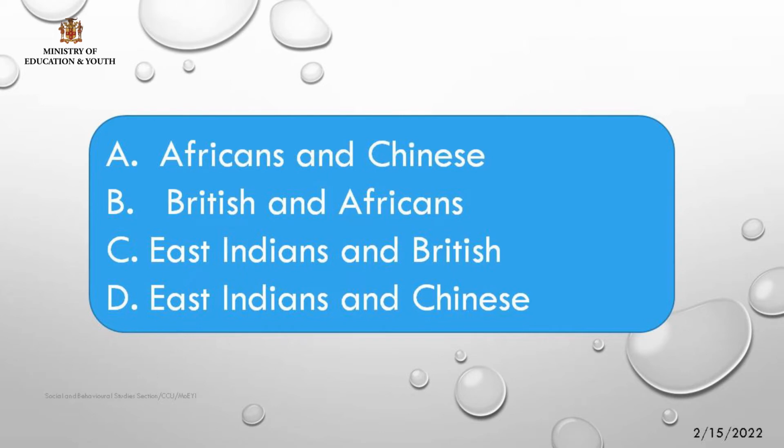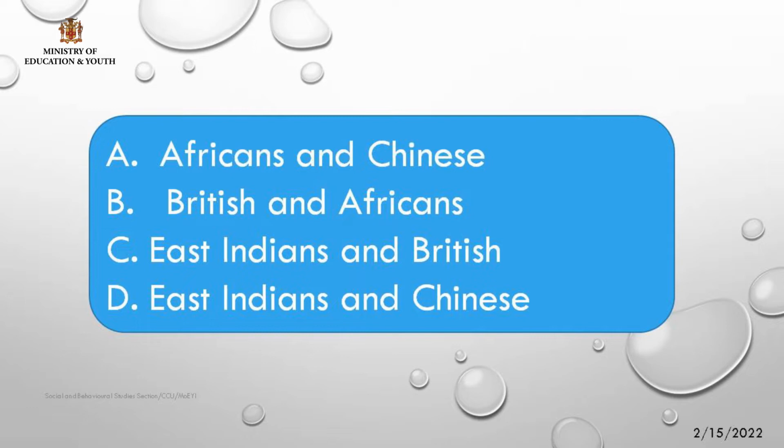Option A says Africans and Chinese. But we know those two groups never originated from the same continent, nor came to the region at the same time. Option B says the British and African. Yes, we know that the British came from Europe and were the colonizer, and the Africans, yes, the enslaved people. And surely they were not a part of the same continent.